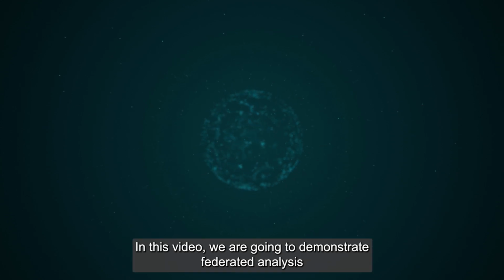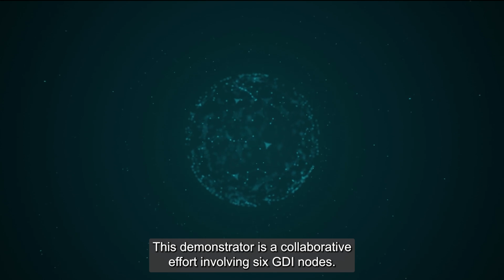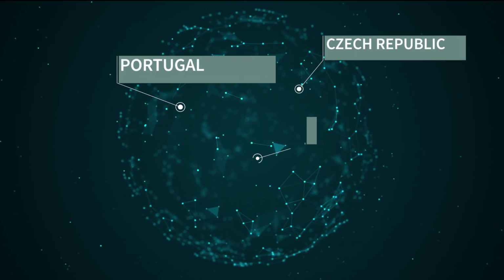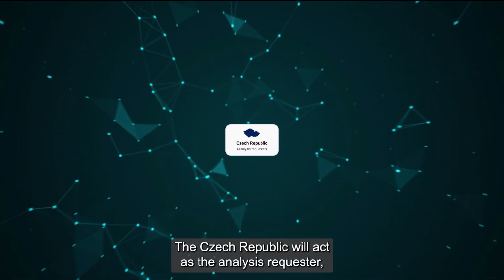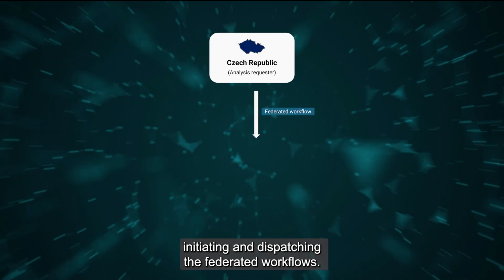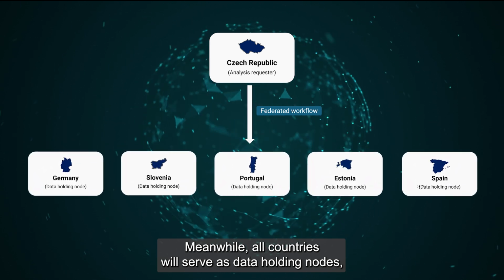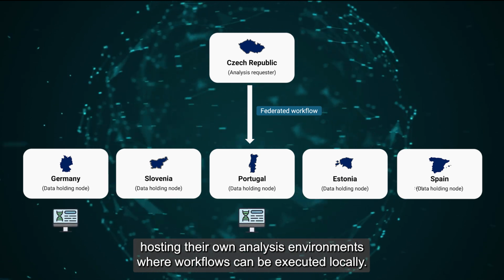In this video, we are going to demonstrate federated analysis within the GDI project using synthetic genomic data. This demonstrator is a collaborative effort involving 6 GDI nodes: Czech Republic, Portugal, Germany, Slovenia, Estonia, and Spain. The Czech Republic will act as the analysis requester, initiating and dispatching the federated workflows. Meanwhile, all countries will serve as data holding nodes, hosting their own analysis environments where workflows can be executed locally.